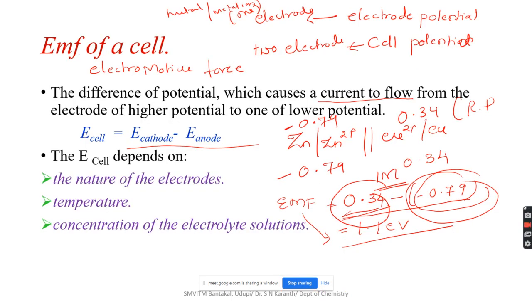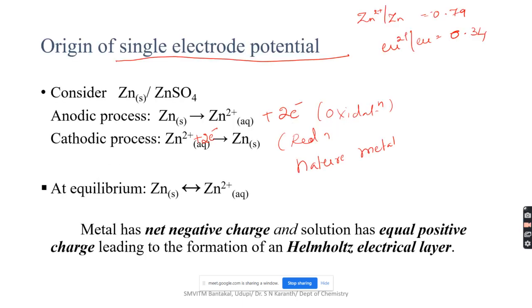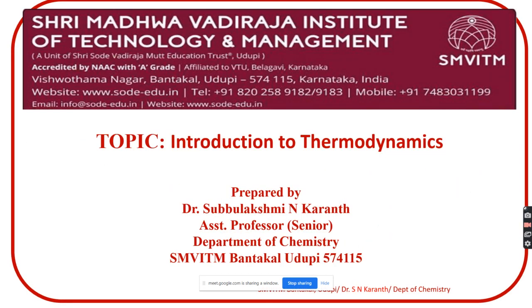The EMF of the cell is the difference of potential which causes the current to flow from an electrode of higher electrode potential to an electrode of lower electrode potential. The standard EMF of the cell is when all the reactants and the products of the cell reactions are in unit concentration or unit activity at 298 Kelvin under 1 atmosphere pressure. So, single electrode potential is the potential developed at the interface between the metal and the solution when the metal is in contact with the solution of its own ion. It is usually denoted by E.